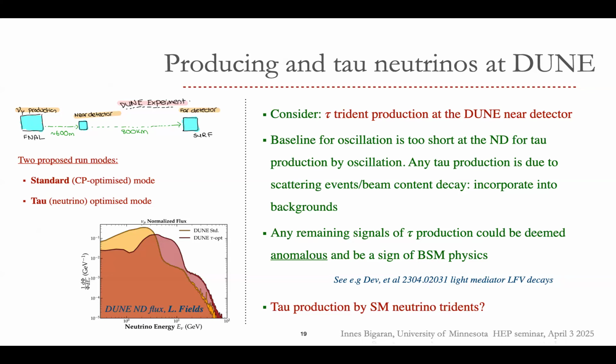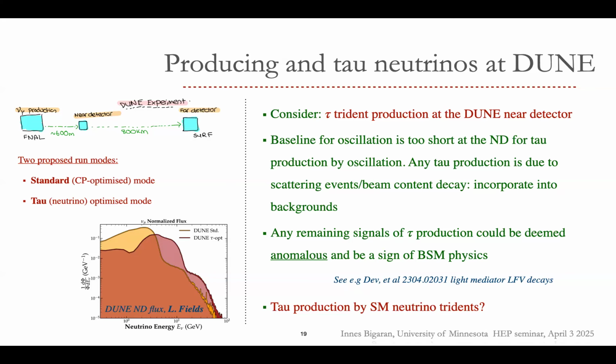These are proposed run modes specified for oscillation experiments. CP optimized mode is looking for the CP violation parameter in neutrino oscillations, and tau neutrino optimized mode is for optimizing the amount of tau neutrinos produced in the final state. This means the initial state neutrinos will have a different peaking energy spectrum. So I'm going to do the calculation for production of muon tau tridents both with the standard mode, which is totally approved for DUNE, and the hypothetical run mode where we're looking for tau optimized. At the near detector, as I said earlier, the baseline is too short for the production of tau neutrinos through oscillation. We're just looking at scattering effects.